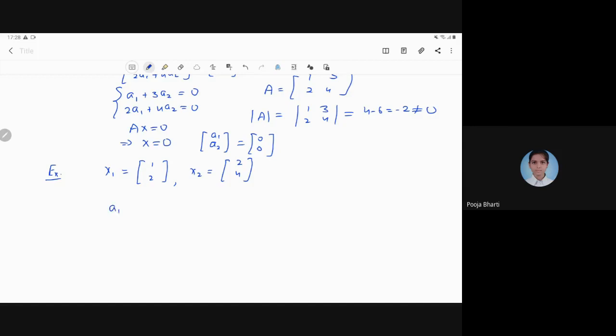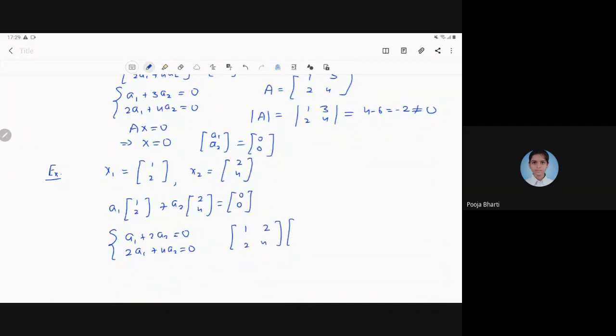So a1 into x1, that means a1 into 1, 2, plus a2 into 2, 4. See, what do you get this time? Which two equations do you get? You get a1 plus 2a2 equal to 0. Another equation is 2a1 plus 4a2 equal to 0. What is the matrix system in this case? 1, 2, 2, 4, times a1, a2 equal to 0, 0. This is the homogeneous system in matrix form.